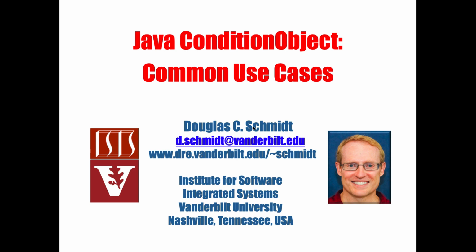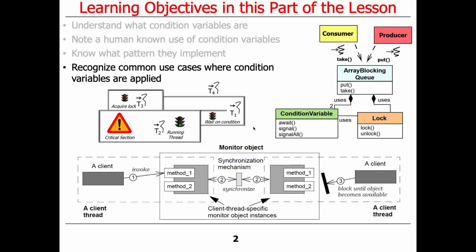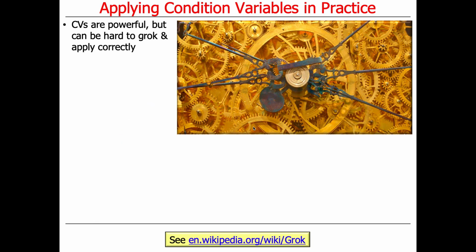Because condition variables and condition objects are more complicated than reentrant locks, we're going to talk about a couple of other things before we get into the structure and functionality of the class itself. There isn't much sense in trying to understand the API until you really get a good grasp of how the various pieces work together, because otherwise it just gets confusing. So I'll talk about a couple of common use cases where condition variables are applied in practice.